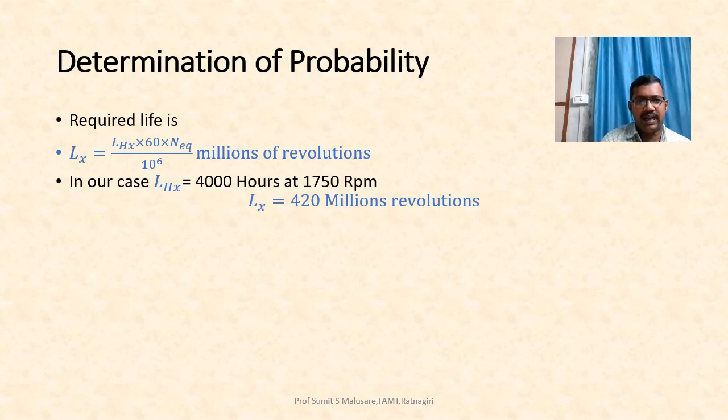Hence I have kept it as Lx. So Lx comes out to be 420 millions of revolutions by putting the LH as 4000 hours and n equal to 1750 rpm. Okay.